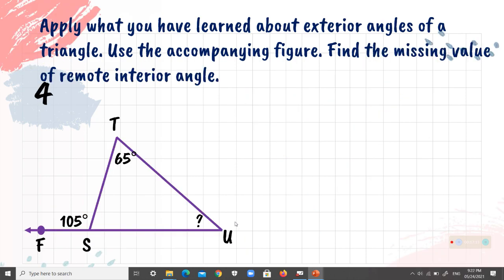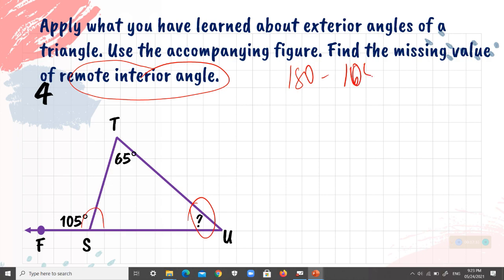Okay, let's have number 4. Find the missing value of the remote interior angle. So we are going to find the missing value of this. Okay, so what are we going to do? Yes. Okay, so since we have here the linear pair, so you will have 180 minus 105. Okay, sorry. So we have here 75. Okay, so therefore, this will be 75 degrees.